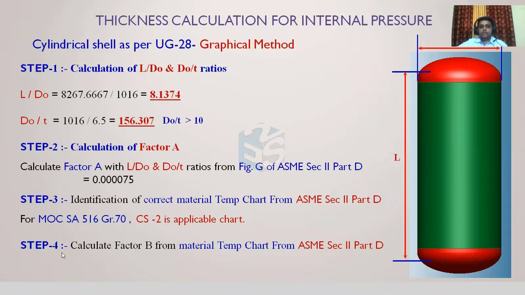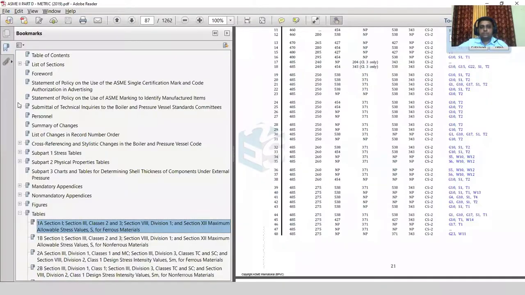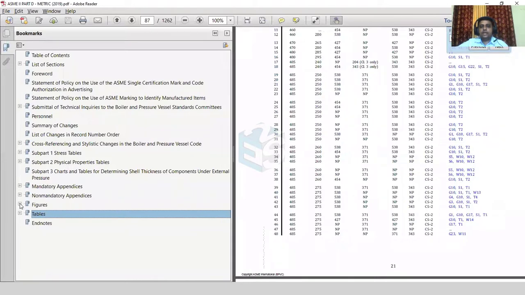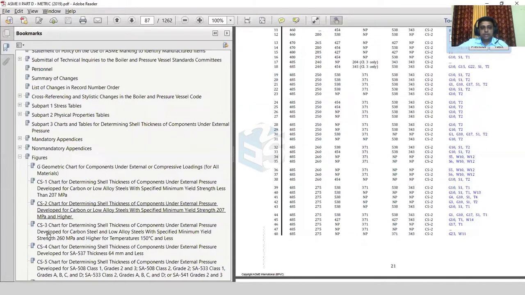And now in step 4, we are going to calculate the value of factor B under this chart CS2. So again, we have found the correct material temperature chart, CS2, and now we are going to calculate the value of factor B. Again, we are going to get into the code. Now, as we are referring to the graphical method, we have to go to figures and not the tables. If we are looking for the tabular method, then we have to go into the tables. Since we are dealing with the graphical method, we have to expand the figures, and in that you can see there are various charts.